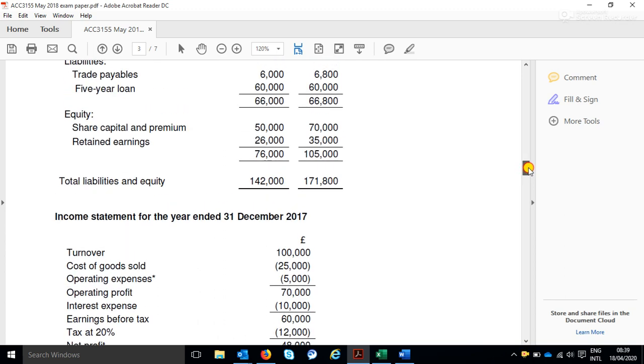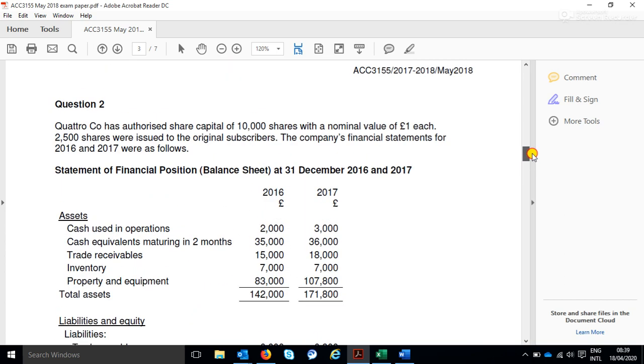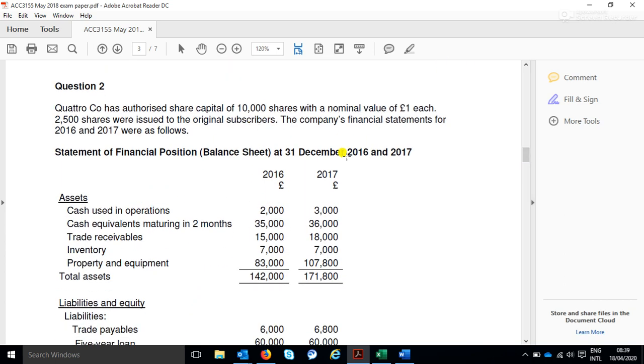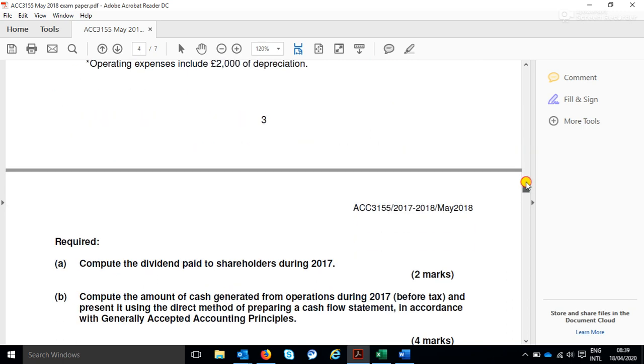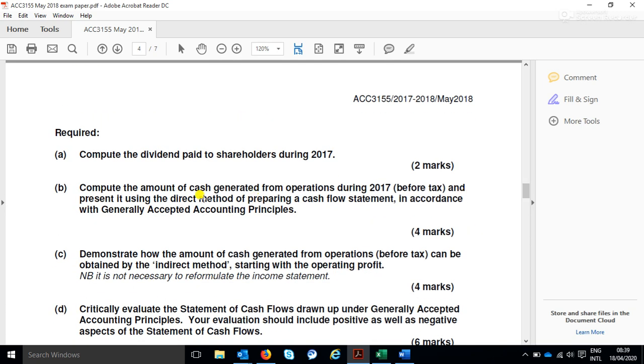So we're given a set of financial statements, and we're told these are the assets, equity, and liabilities for 2016 and 2017. And in part B of the question, we're told to compute the amount of cash generated from operations during 2017 using the direct method.